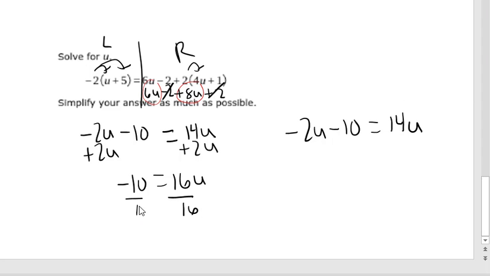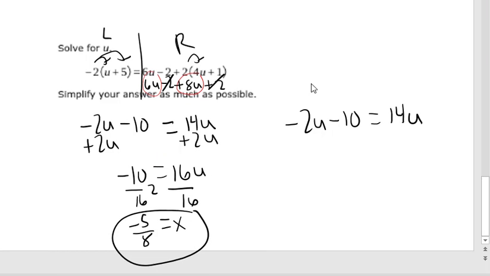Then you would divide by 16. 2 goes into negative 10, negative 5 times. 2 goes into 16, 8 times. Okay, so negative 5/8. Or you could also do this. You could subtract 14u from both sides. Now, if you do that, you get negative 16u minus 10 equals 0.